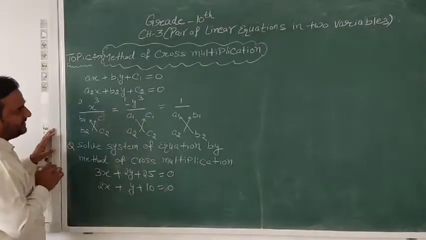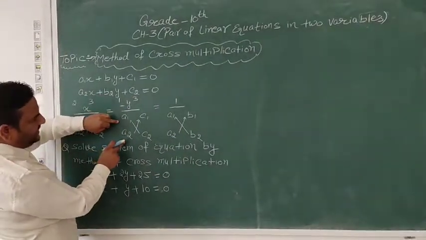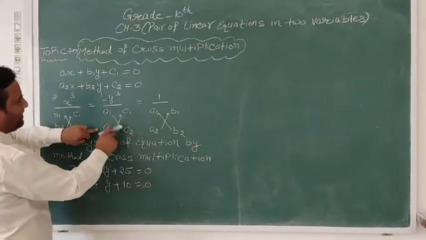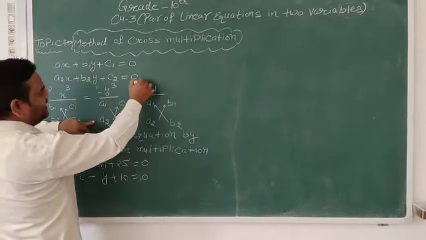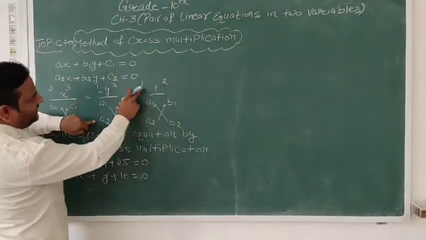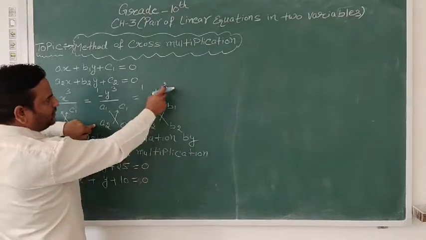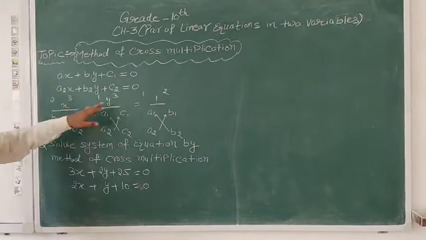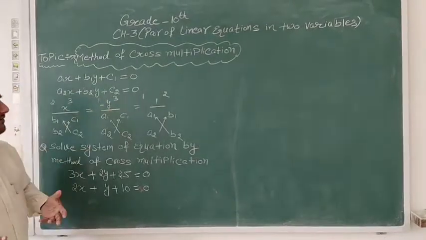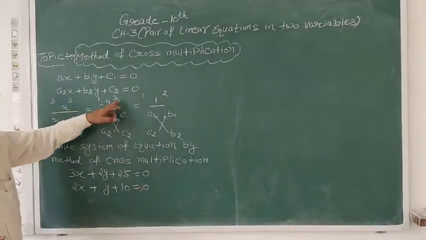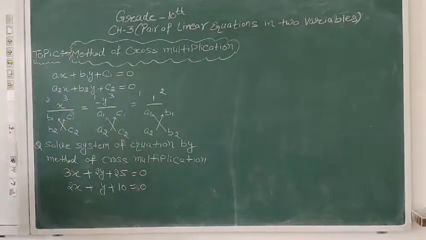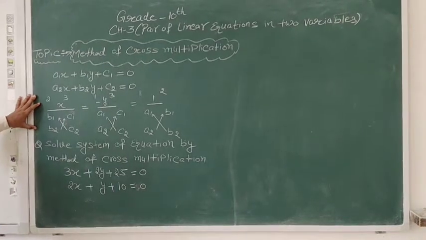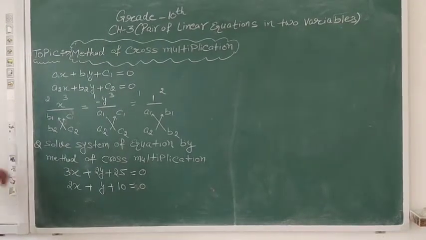I am writing here 13. Third, 1: 1 means a1, a2, the first column, then 3 means the third column. 23, 13, then 12. You have to remember this. 1 means a1, a2, the first column; 2 means b1, b2, the second column. You have to remember this: 23, 13, 12. In Hindi we can say 23, 13, 12. So you have to remember this formula. This is a very important formula in order to find the solution by the help of the cross multiplication method.